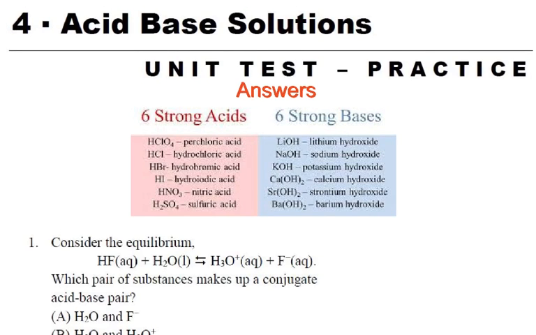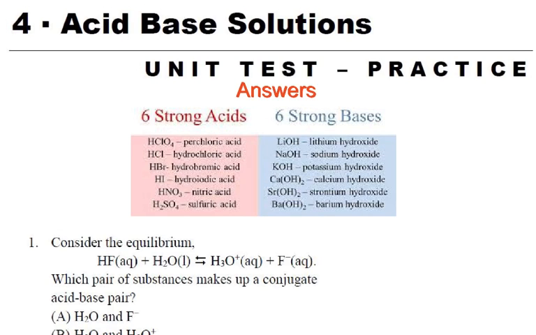I'm going to go over the multiple choice part of the practice test for Unit 4. And just one thing I kind of found on the internet, there were lists of strong acids and strong bases, and I always think it's interesting that different books list different numbers of acids and bases. We have 8 strong acids, 8 strong bases.